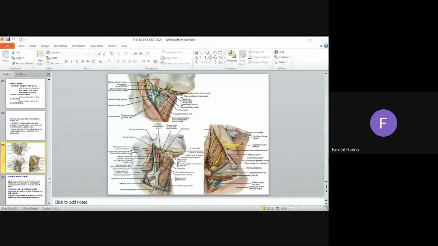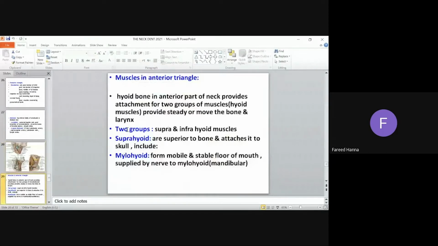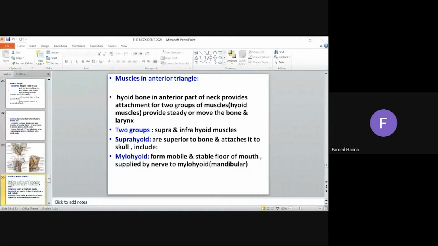So this is for the posterior triangle. Now we come to the contents of the anterior triangle again, the muscles which are present in the anterior triangle. Do you have the slide of anterior triangle? Now, muscles in the anterior triangle. The muscular triangle, we said, contains the muscles, the strap muscles.